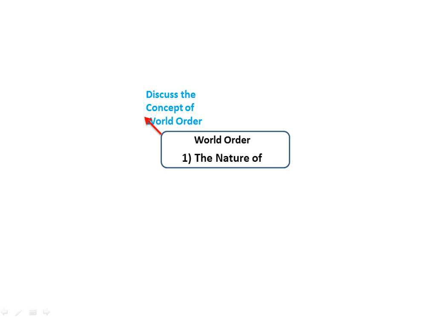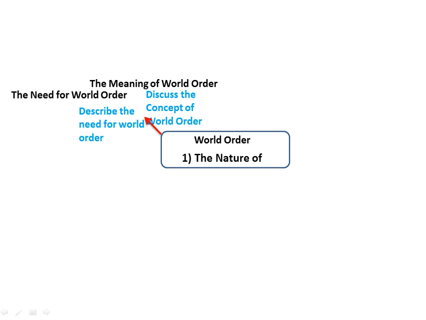So the first two skills that the syllabus asked us to look at were: discuss the concept of world order, and describe the need for world order. For me, I can't see how those two can be broken apart. We can understand both of these concepts by looking at two different sets of content: understand the need for world order and the meaning of world order. That's also coming from the syllabus, from the students learn about side. So let's dive in on that.